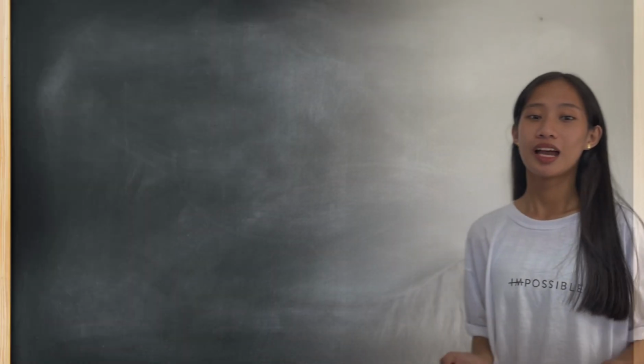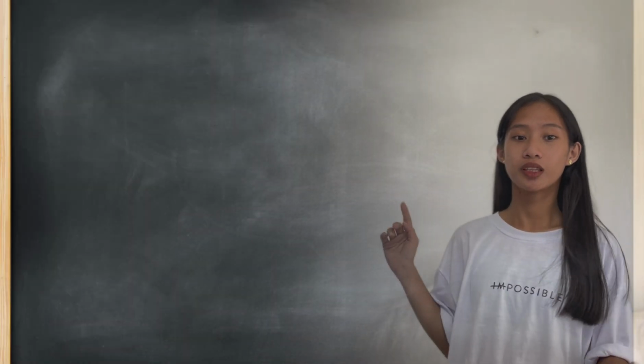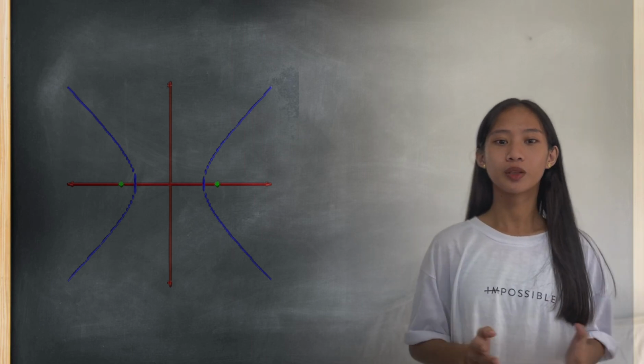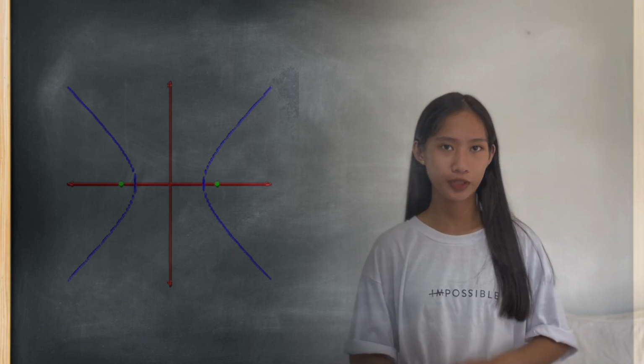A hyperbola is a conic section that forms when a plane intersects a double right circular cone that is angled with and intersects both halves of the cone. Now you know what is hyperbola.